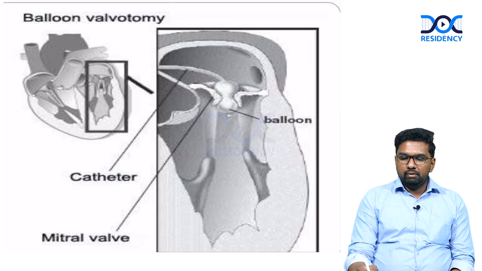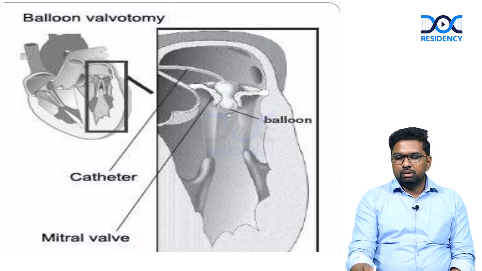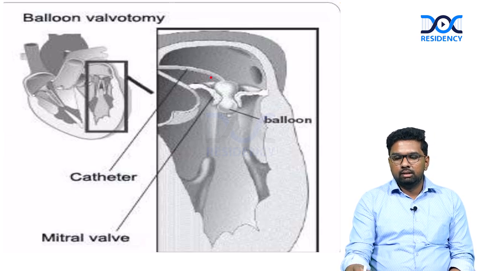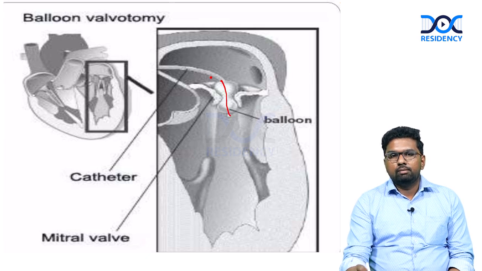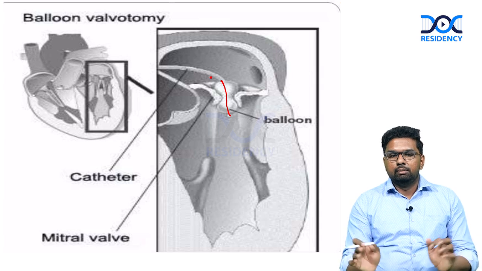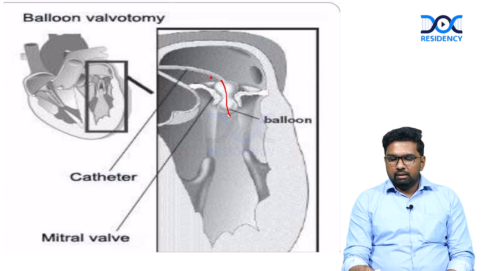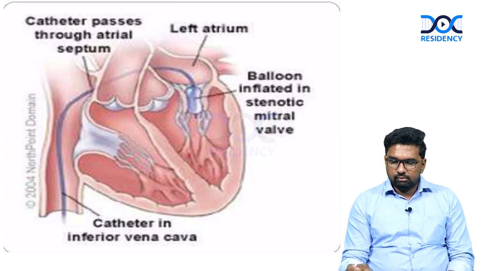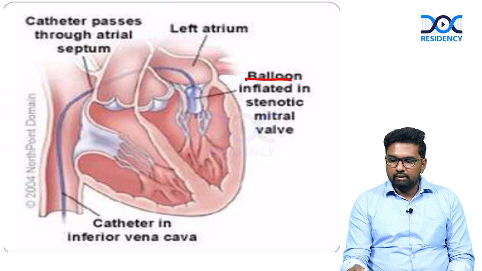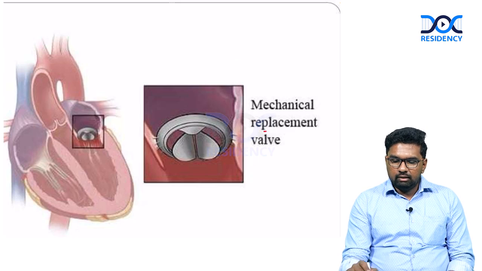This is a technique of balloon valvuloplasty. The catheter is introduced into the left atrium, and the catheter is traversed through the mitral valve, and the balloon is expanded inside the mitral valve so that the stenotic areas are pushed away from each other, breaking the mitral valve calcifications. And this is the other image of a balloon getting inflated in the stenotic mitral valve. This is called balloon valvuloplasty, and this is a mitral valve replacement done by the open technique.